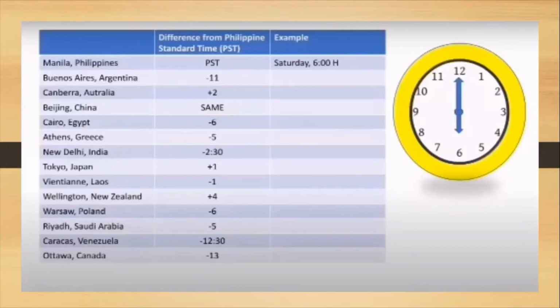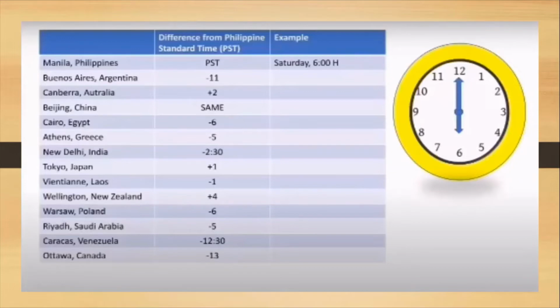For Beijing, China is a very big country, so there are some places that are different, but in Beijing, we have the same time zone. For Egypt, negative 6 means they are delayed 6 hours. For Greece, negative 5, they are delayed 5 hours. For India, they are delayed 2 hours and 30 minutes. For Tokyo, Japan, they are advanced 1 hour, or ahead of us by 1 hour.